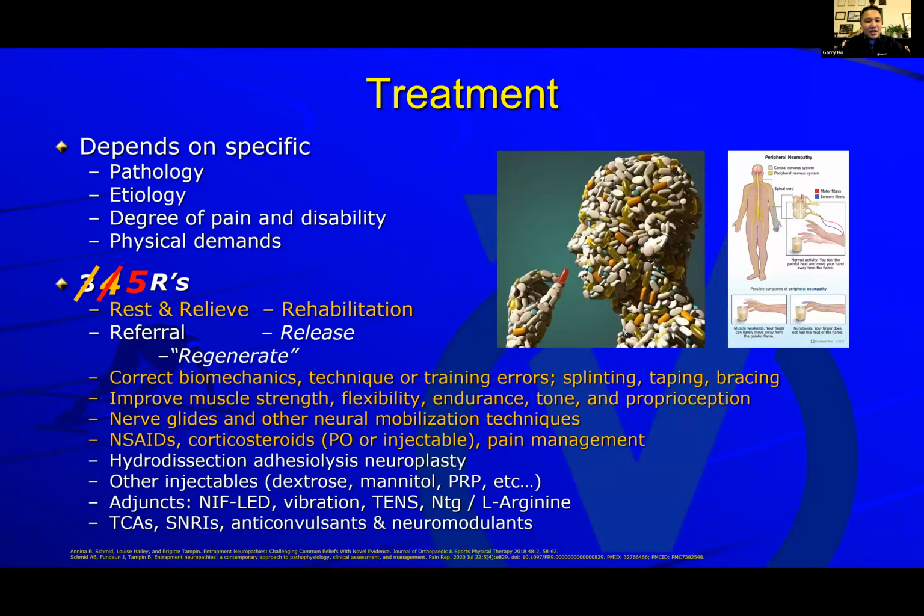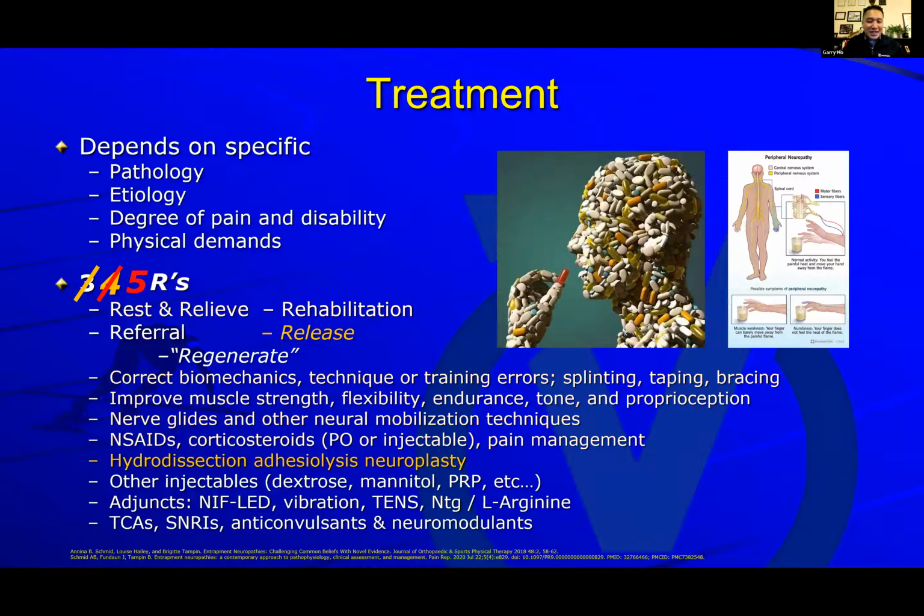Just expanding on some of these, of course, with rest, relieve, and rehabilitate, two of the 3 basic R's, we're going to correct biomechanics and look for training errors. We're going to use bracing and orthotics as needed, depending on what the patient needs for their function, whether it's because of sport or because of their daily lives. We're going to rehabilitate their strength, their muscle endurance, their proprioception, and then we're going to employ very specific rehabilitation that is directed at the nerve. So a myriad of various neuromodulation techniques, neuromobilization techniques, as well as nerve glides, which we'll talk a little bit more about. And then there are medications that can be used.